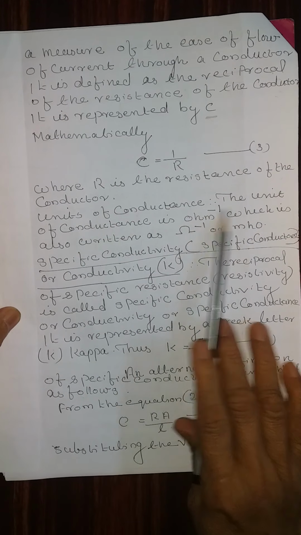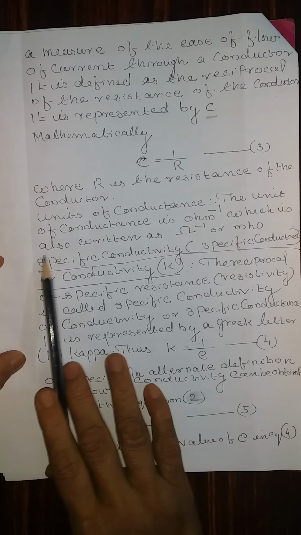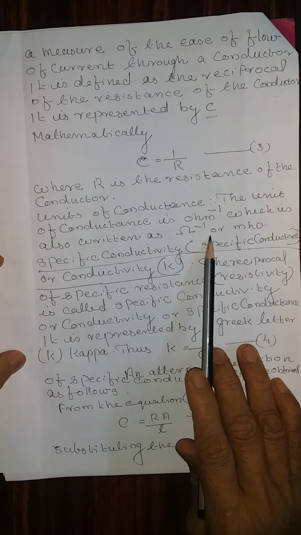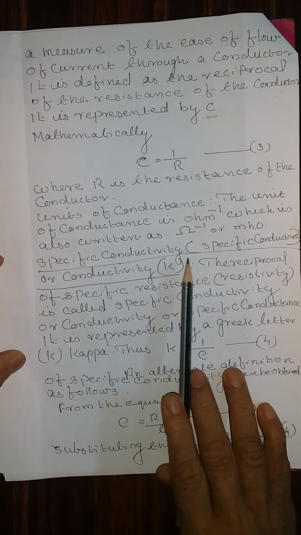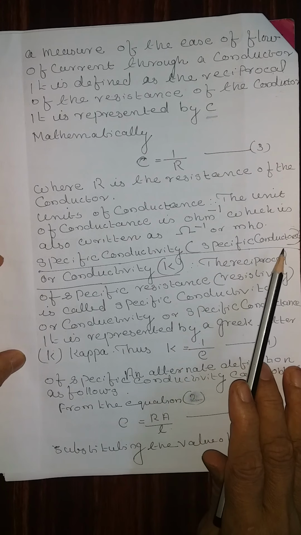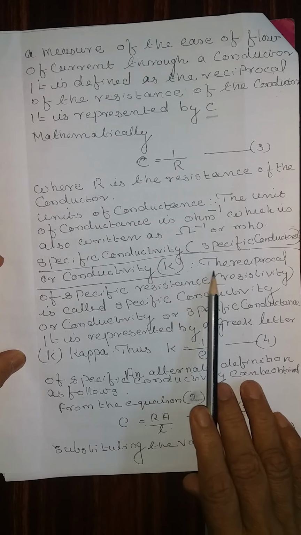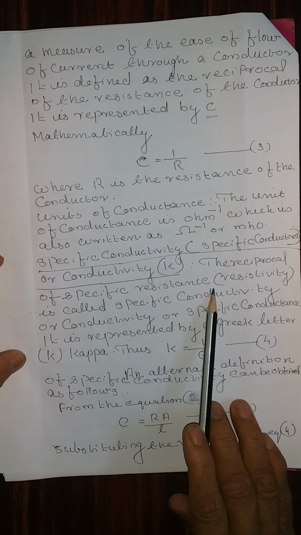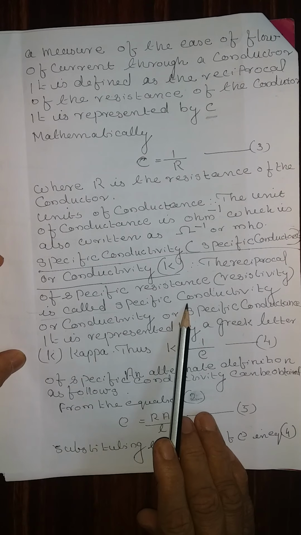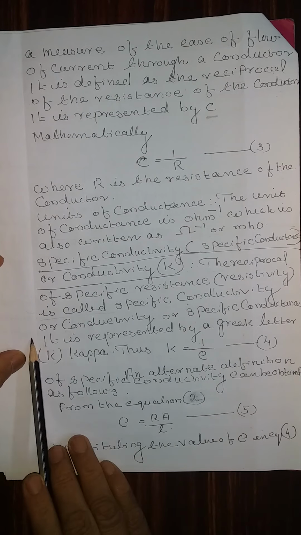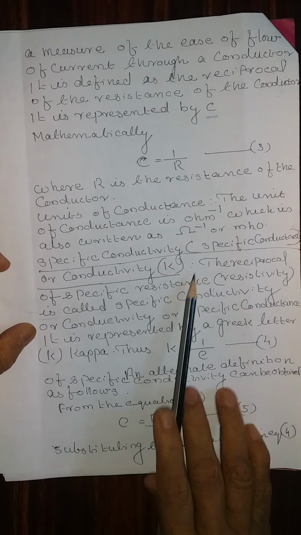Unit of conductance. The unit of conductance is per ohm, which is also written as per omega, or it is also known as mho. Specific conductivity, or specific conductance, or conductivity. Now, the reciprocal of the specific resistance or resistivity is called specific conductivity or conductivity or specific conductance. All these terms you should know.